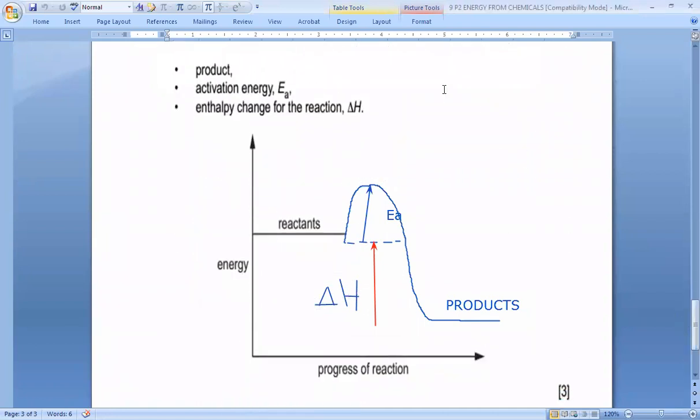One more thing for your consideration. This type of graph is also given in paper one as MCQs. This is the room temperature, RT, and the line is given in this way. So this type of reaction is also known as an exothermic reaction. Keep this in your mind. Don't be confused at all.